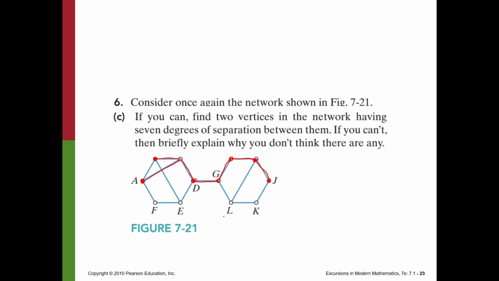So you can't get 7 degrees of separation because the most number of edges that you can have to get to D is 2, right? From any vertex on the left, you can get to D using 2 or fewer edges. 1, 2, 1, 2, 1, 1, 1, 2. So if you can't, then briefly explain why you think there aren't any.